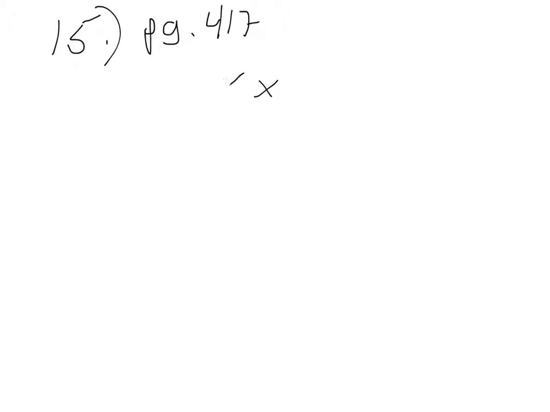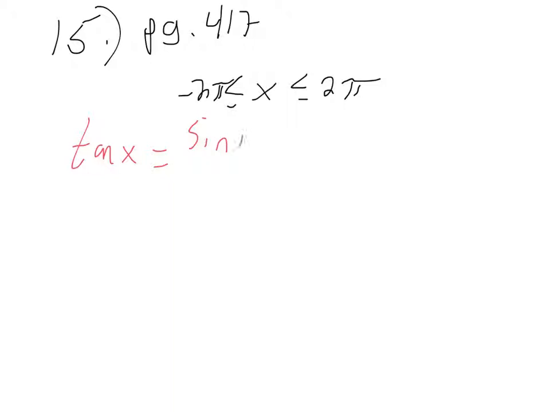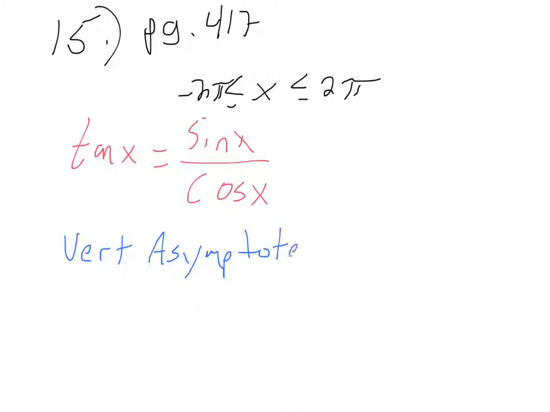between negative 2 pi and 2 pi, does tan have a vertical asymptote? So tangent has a vertical asymptote when what is true? All right, so tan x is equal to sine x over cosine x. So tan x is going to have vertical asymptotes right when cosine x equals 0.